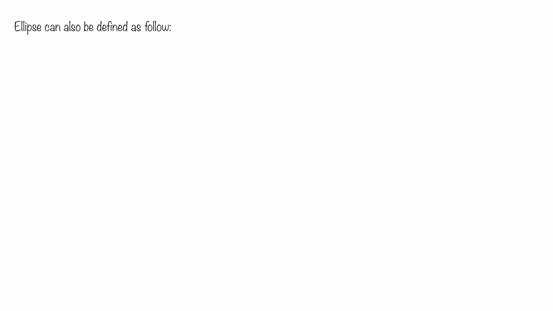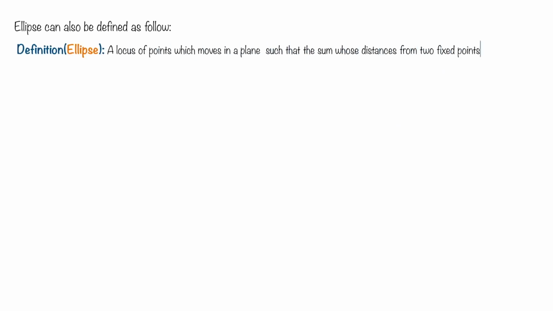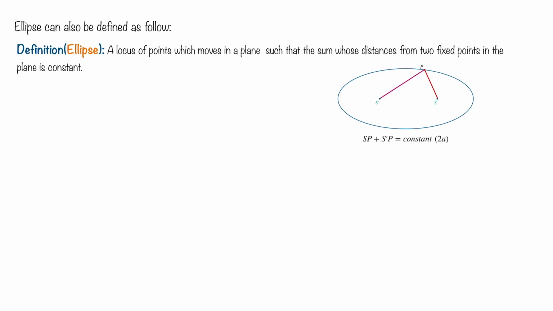Okay, let's do that. Definition: an ellipse is the locus of points which move in a plane such that the sum of whose distances from two fixed points in the plane is constant. Here, S and S dash are two fixed points. P moves in a plane such that SP plus S dash P is always constant. Then that locus will be an ellipse.